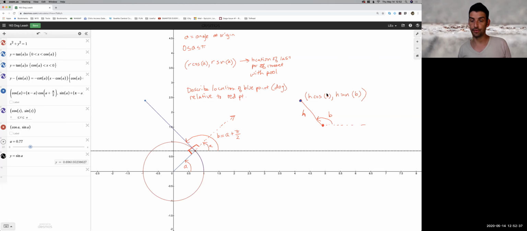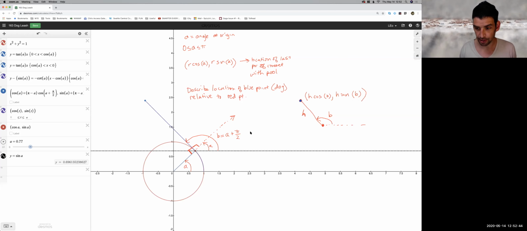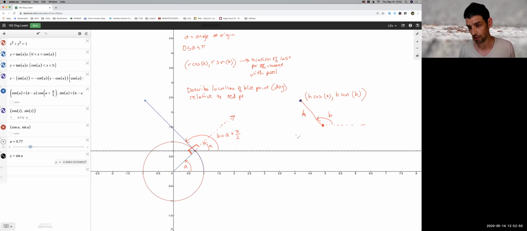It's in terms of angle B, but we already know how to connect B to angle A. We get A over pi plus 2, right? So here's the big idea. This length H is equal to the leash length minus how much is wrapped around the pool, okay?